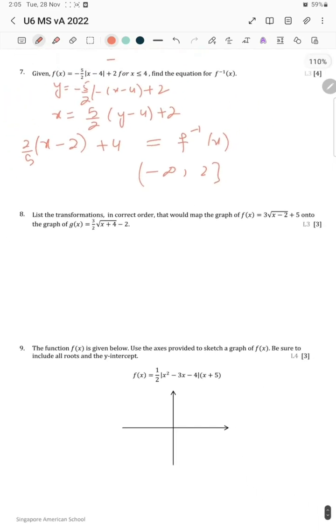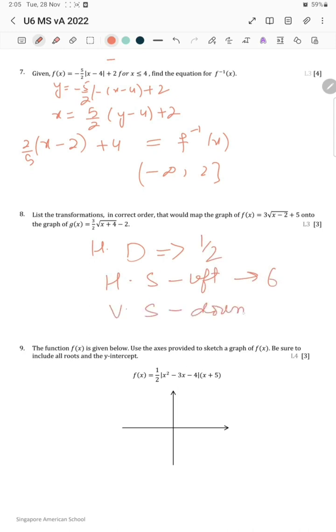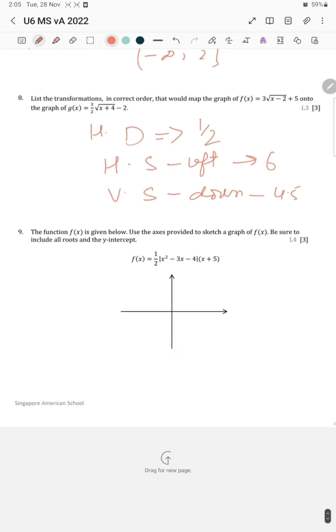List the transformations in the correct order that would map the graph of f of x onto the graph of g of x. So horizontal dilation by 1 by 2, horizontal shift left by 6, vertical shift down by 4.5.